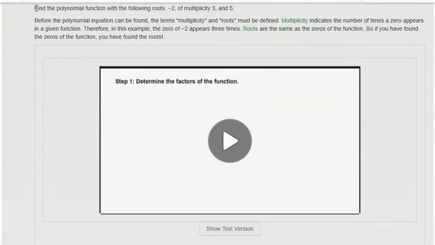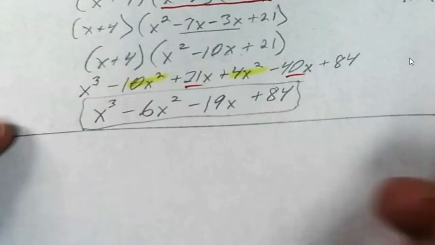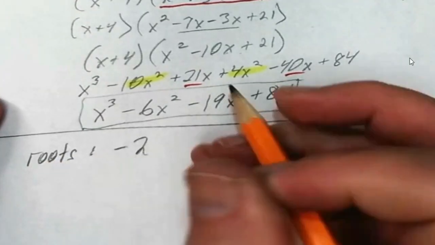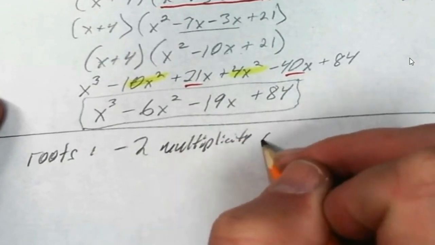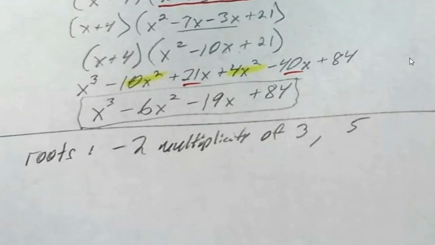So we're going to find the polynomial function with the following roots: negative 2 that has a multiplicity of 3, and 5. Just before we start the video, I'm going to put this on the paper to talk about it. If it says the roots or the zeros, negative 2 with a multiplicity of 3, and then 5 is our other one.